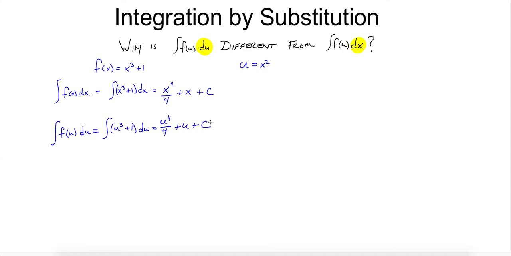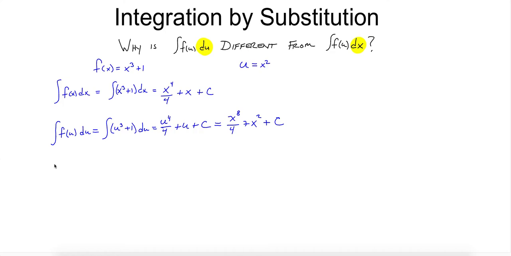Okay, and this is really what we would leave it as, but in order to show that this is actually a different value than this, remember, u equaled x squared. So if I plug in that x squared for u, this really would equal x to the 8th over 4 plus x squared plus c. Okay, so we can see that these are two very, very different results. That's because the value of u was actually equal to x squared.